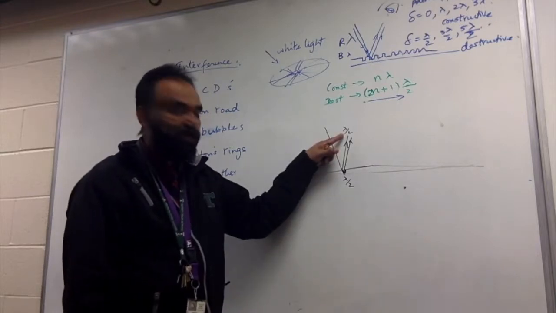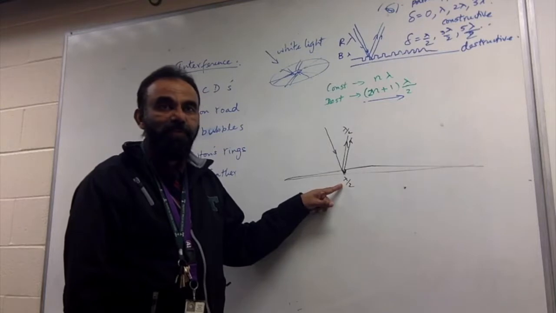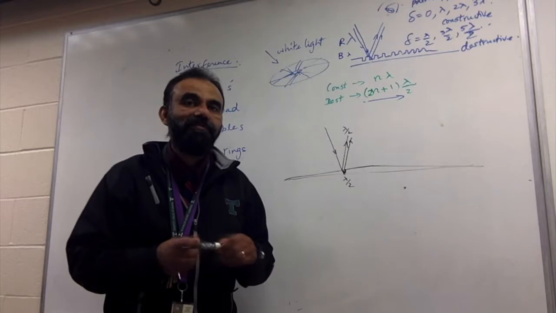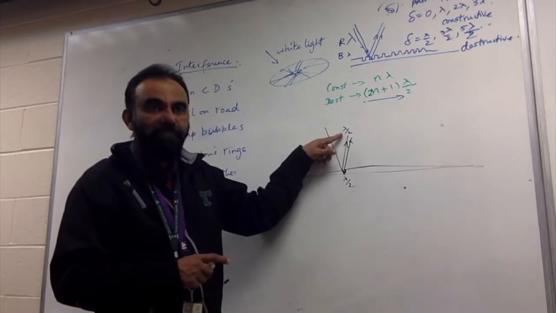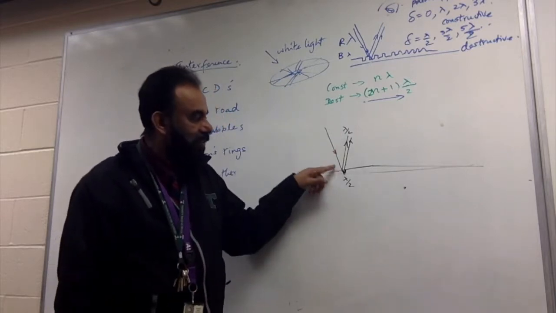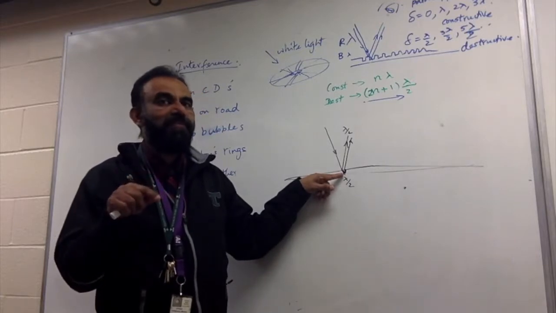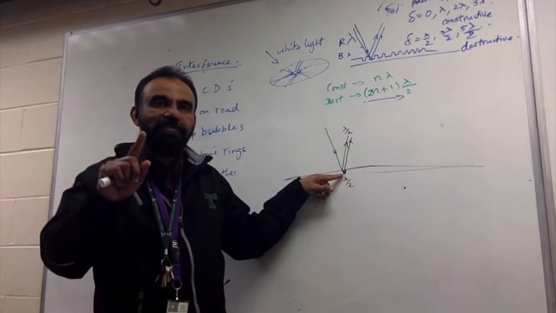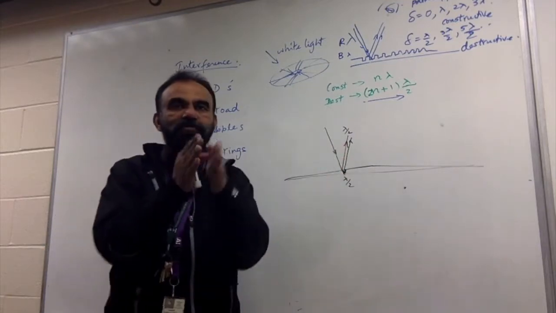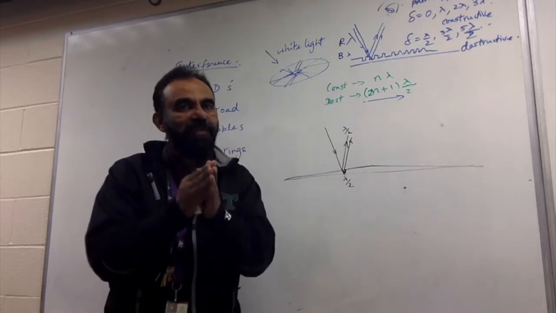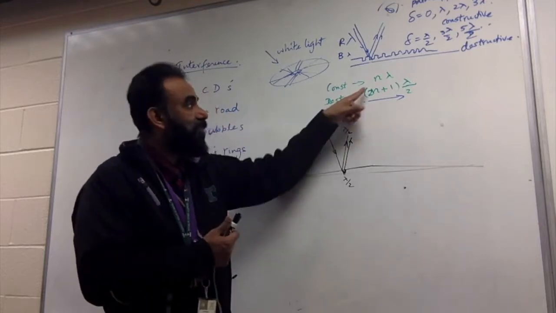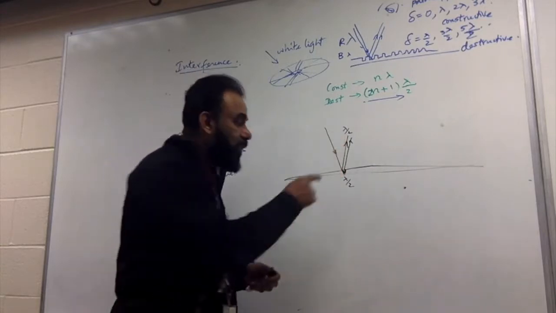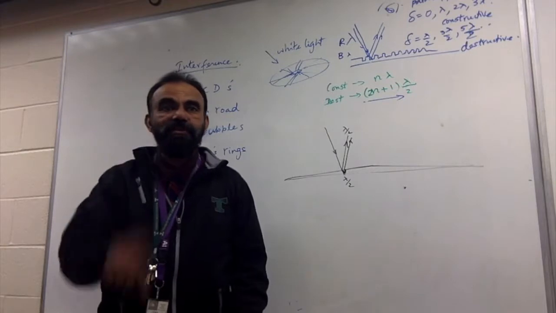If this already suffers a lambda over 2, basically there won't be a path difference. There won't be a path difference, because this already suffered a path difference of lambda over 2 because of reflection. The second one did not suffer a path difference because of reflection, but it suffered because it was already going down and up. Make sense? And so overall, both of them suffered equally, so it should be constructive, right? Because it falls in this category then. So this will be constructive, even though there is a path difference of lambda over 2, it is constructive.